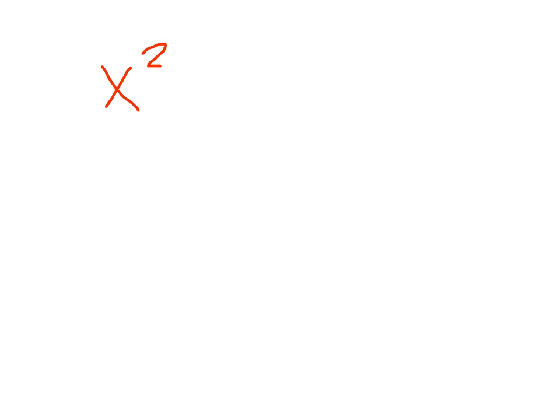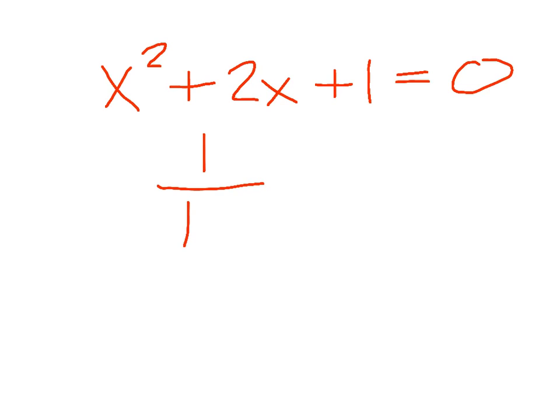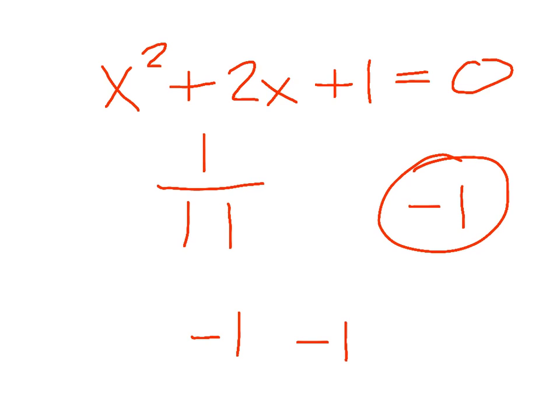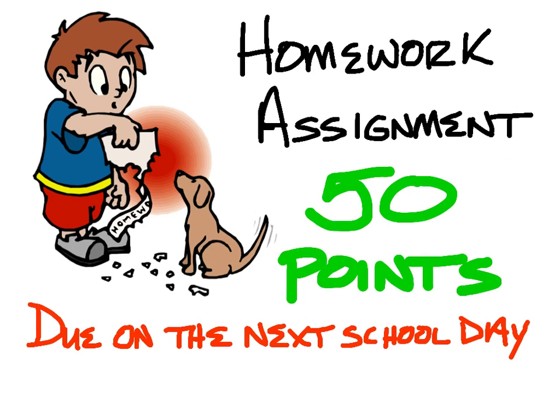Bonus problem, x squared plus 2x plus 1 equals 0. The bonus only has one option. Factors of 1 are 1 and 1. So it's negative 1, negative 1, or you can just write negative 1. The homework assignment is as follows.